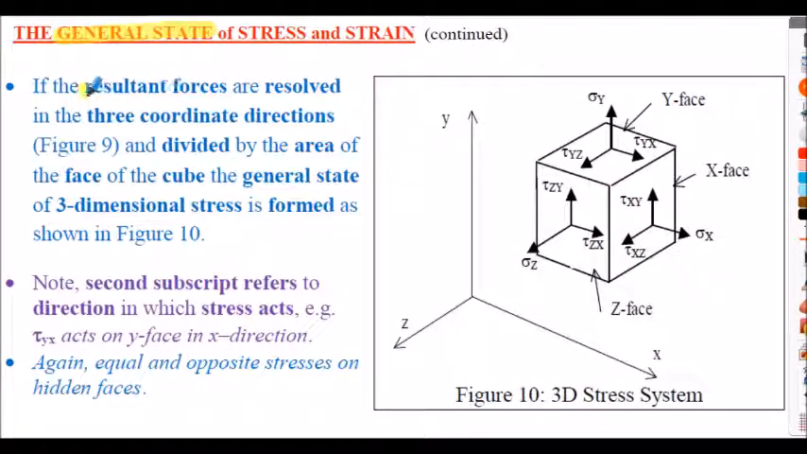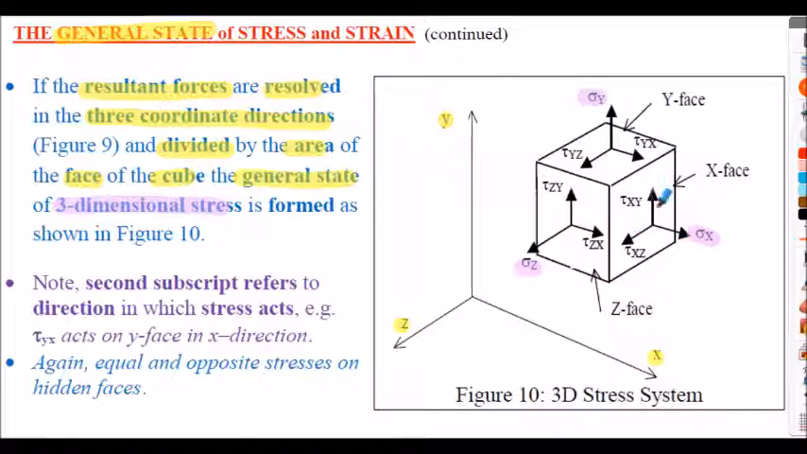If the resultant forces from the previous slide, that's F1, F2 and F3, are resolved into the 3 coordinate directions shown in figure 9 and also in figure 10 here, X, Y and Z directions, so we resolve our forces into the X, Y and Z axis system. We then divide these Fx, Fy and Fz forces by the area of the face of the cube of the general state. A 3-dimensional stress system is formed, as shown in figure 10 here. So in figure 10 here we have our direct stress, sigma x. That's determined by the force in the x direction divided by the cross-sectional area of the x face. And similarly, we can determine the direct stress in the y direction and the direct stress in the z direction.